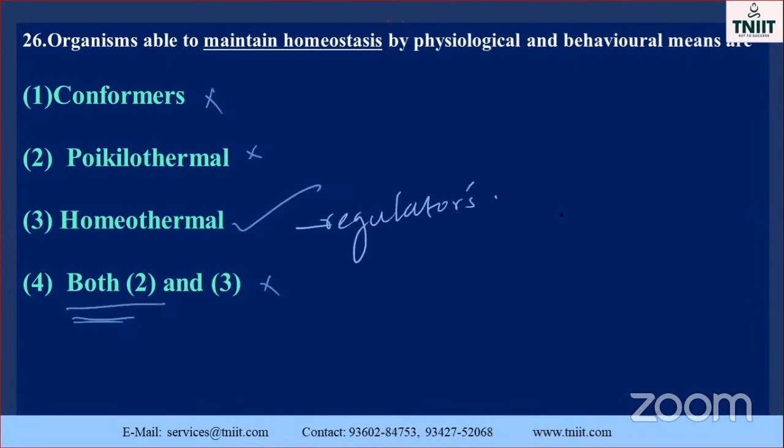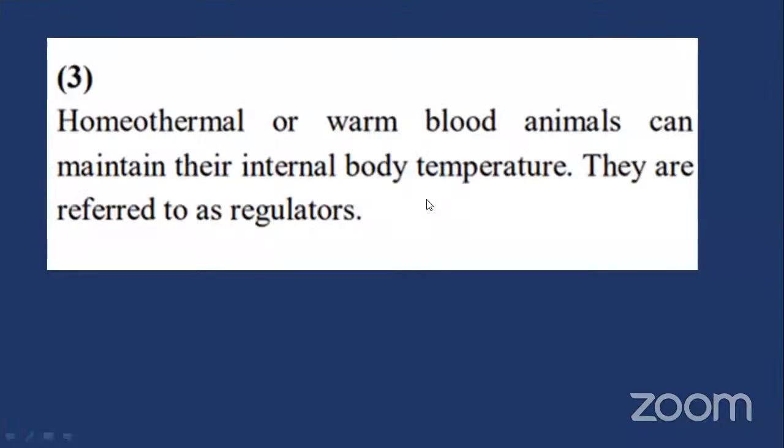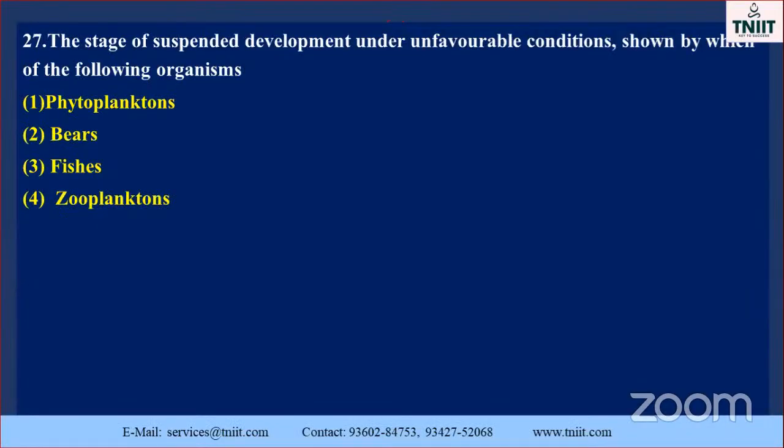Okay, so it is a correct one compared to this one. Okay. Regulators are warm-blooded animals. Don't forget, my dear. We are all warm-blooded animals.